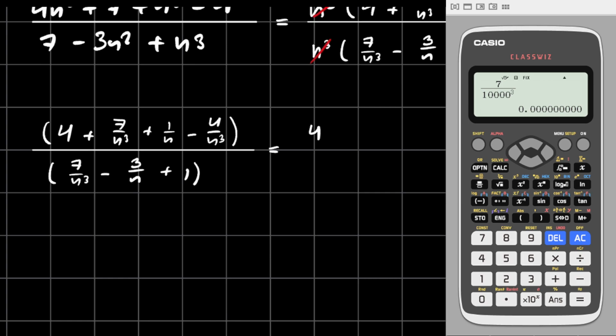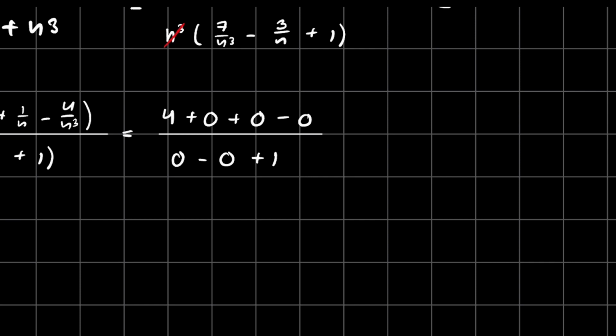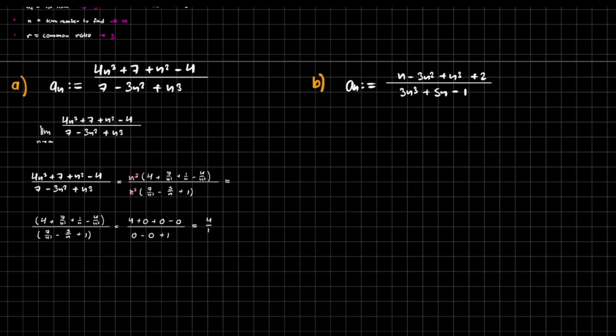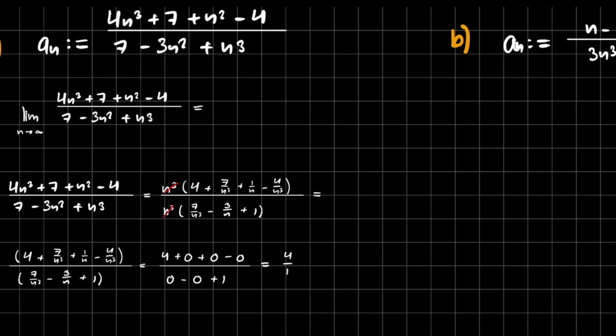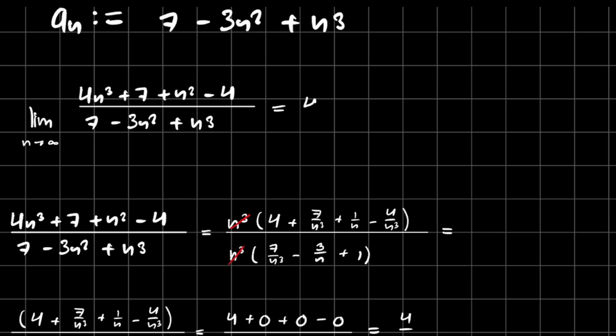And 7 over n cubed is going to turn to 0. 1 over n is going to turn to 0. And 4 over n cubed is going to turn to 0 as well. Same thing here: this is going to be 0 minus 0 plus 1. So our result is 4 over 1. So at the end, the limit of this function can simply be seen as 4.